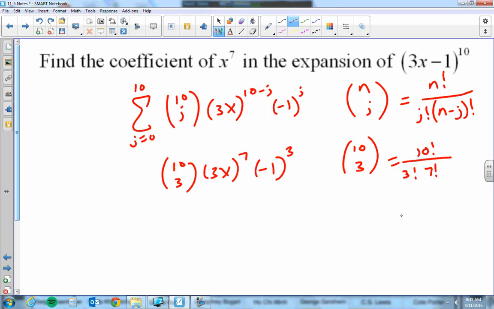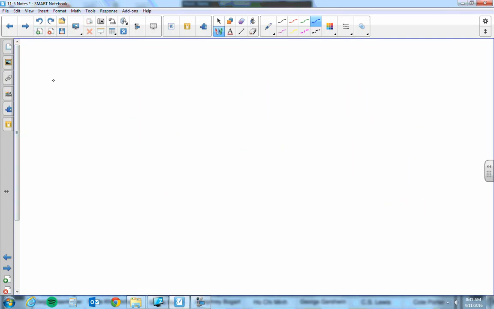Now, right here, you want to cancel, and you want to cancel the biggest ones first. If I cancel the 7 factorial out of the 10 factorial, what's left? 8, 9, and 10. Watch, this is a big deal. This is how you need to think, because there is no way you're computing 10 factorial. It is way too big, okay?